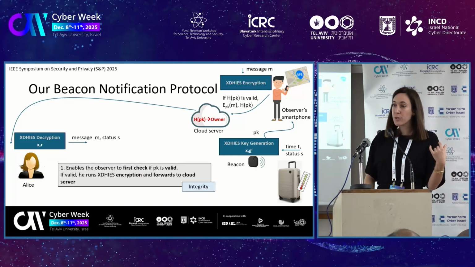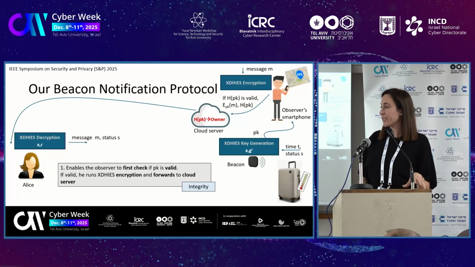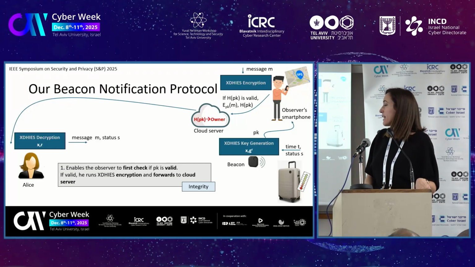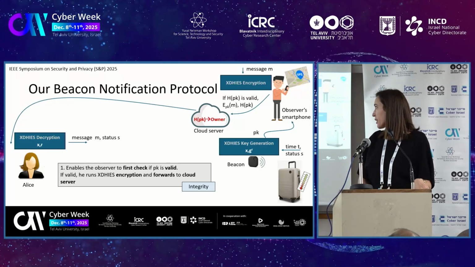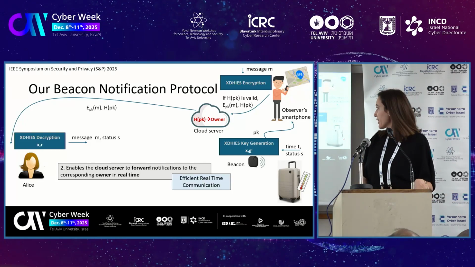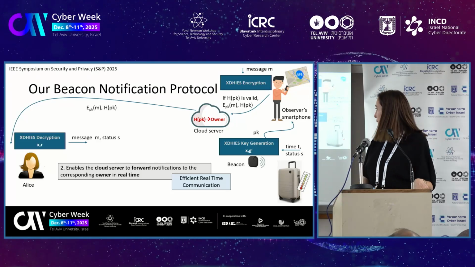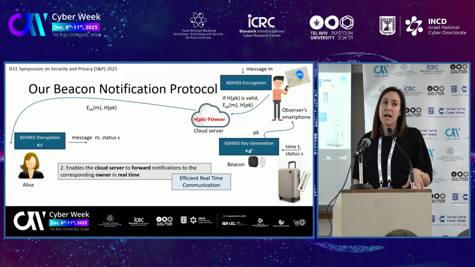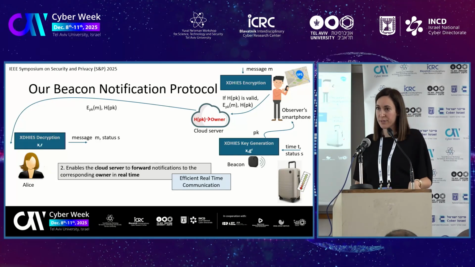And then, thanks to this routing table, it enables the observer to first of all check whether the beacon that he hears has valid public keys, and only if the public keys are valid, then the observer is going to encrypt his message and forward it to the cloud server. So this gives us integrity. And the routing table also enables the cloud server to forward notification directly to the corresponding owner in real time. So therefore, we achieve efficient real-time communication. So in summary, this beacon notification protocol of ours achieves all the privacy, security, integrity, and efficient real-time communication that we wanted to achieve.